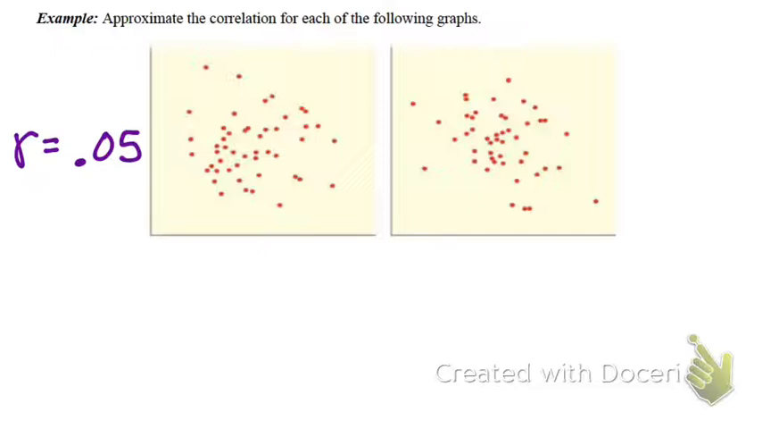Wait, hold on. Is it where the bulk of the dots are? It's how close they fit to each other. How strongly are they correlated to each other? As we practice, you'll see it more.